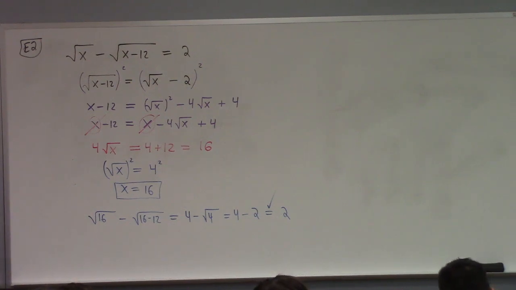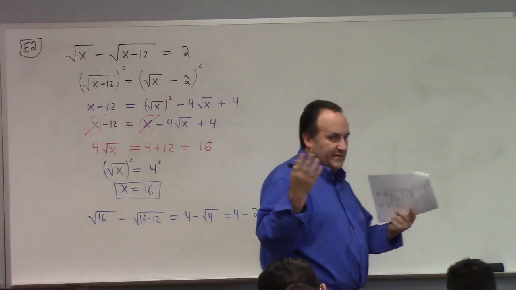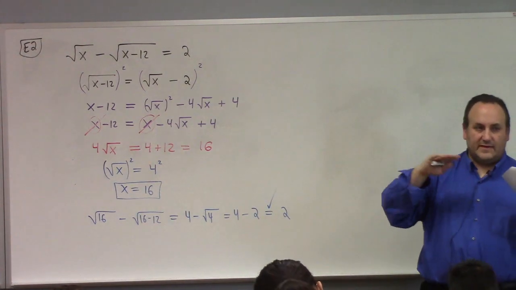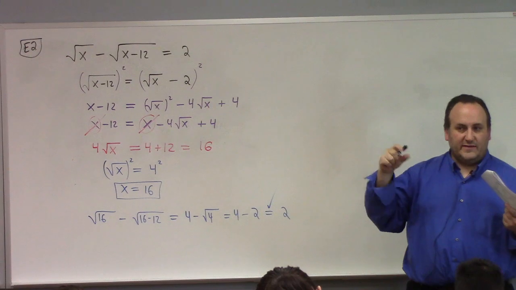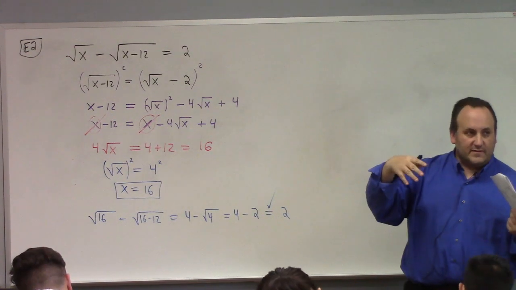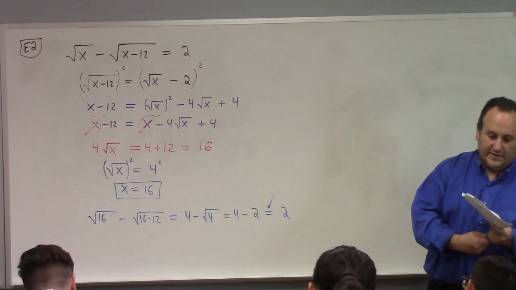All right, let me see if I can find us another problem. There's a bunch of these in the homework which are kind of like this. To summarize what just happened, if you have two radicals like this, you're going to have to isolate one of them, square it, and then isolate the other one and square it again. So it takes two squarings to get rid of two radicals.